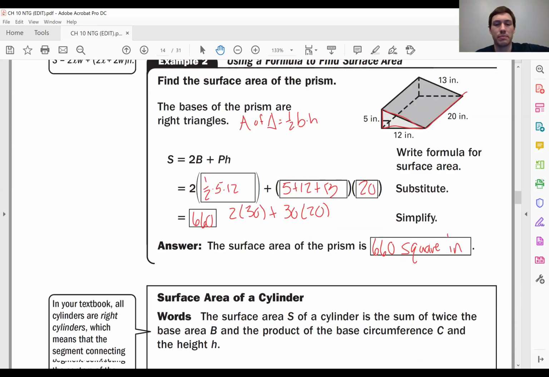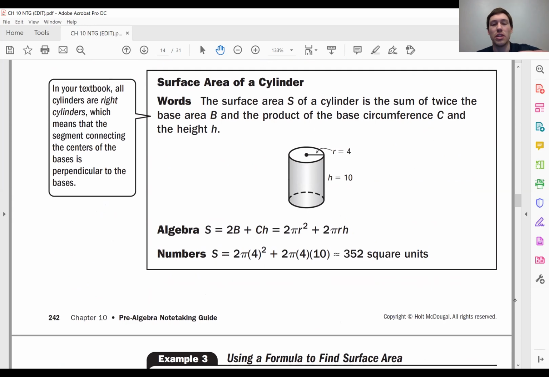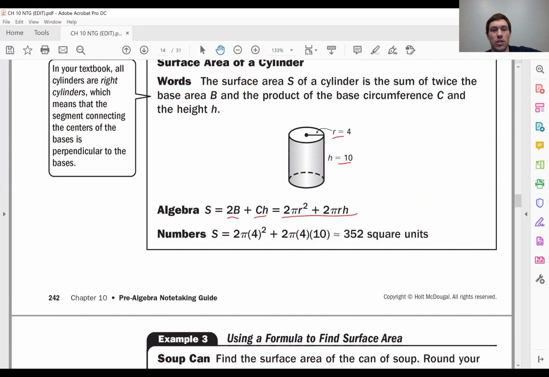All right. Surface area of a cylinder. 2 times the base plus the circumference times the height. So in other words, it's 2 pi r squared plus 2 pi rh. It looks really long and has a lot of things involved here, but really it's just those two measurements. When you plug those into the formula, you'll get out your surface area.